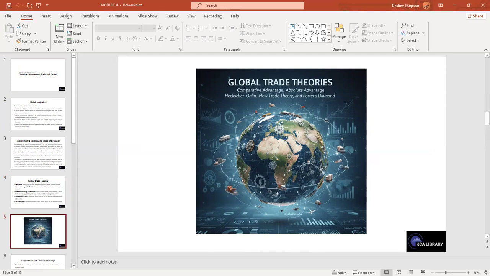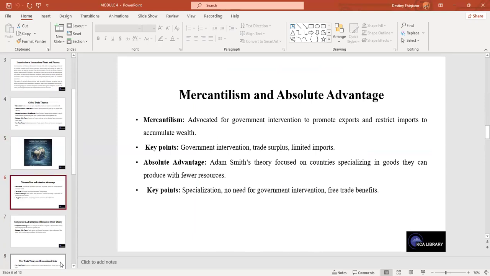Then we have mercantilism and absolute advantage. Let's look at it in depth. Like I said, mercantilism advocated for government intervention to promote exports and restrict imports to accumulate wealth. The key points here are government intervention, trade surplus, and limited imports.